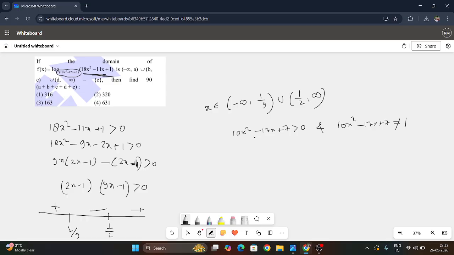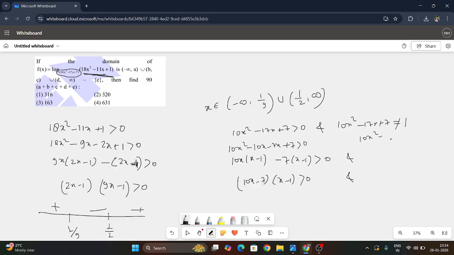So can you solve it? So 10 sevens are 70, okay. So it is going to be 10x² − 10x − 7x + 7 > 0. Okay, so take 10x common, (x − 1), minus 7 common, (x − 1) > 0. So (10x − 7)(x − 1) > 0. Okay, and if you just take the help of this, what you will get?